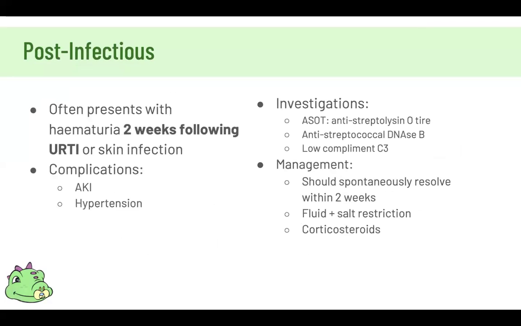Post-infectious GN, this will normally present with hematuria, which will classically occur 2 weeks, roughly, following a UTI or a skin infection. And that will be contrasted to IgA nephropathy, which we'll talk about in a second. The complications are an AKI and hypertension would be the main two complications to worry about, although this can be quite severe. The investigations to diagnose post-infectious GN are an anti-streptolysin O titer, so that would be high, a high anti-strep DNase B, and then a low complement C3. So I don't think you have to know that, but it could be a bit buzzwordy as well.